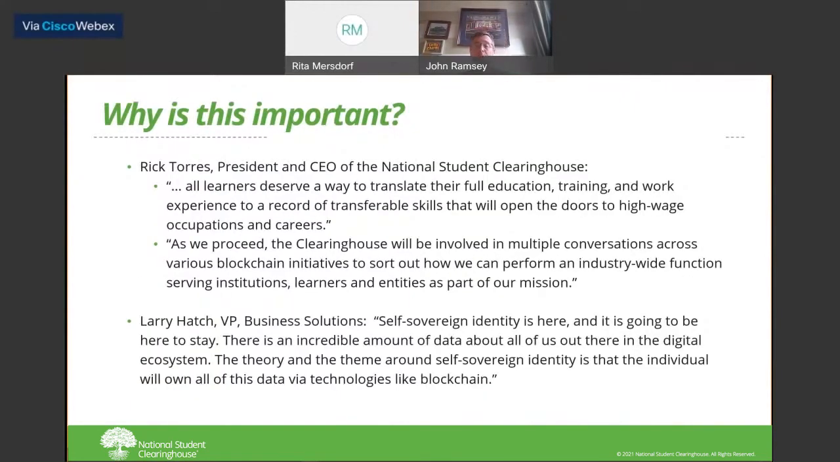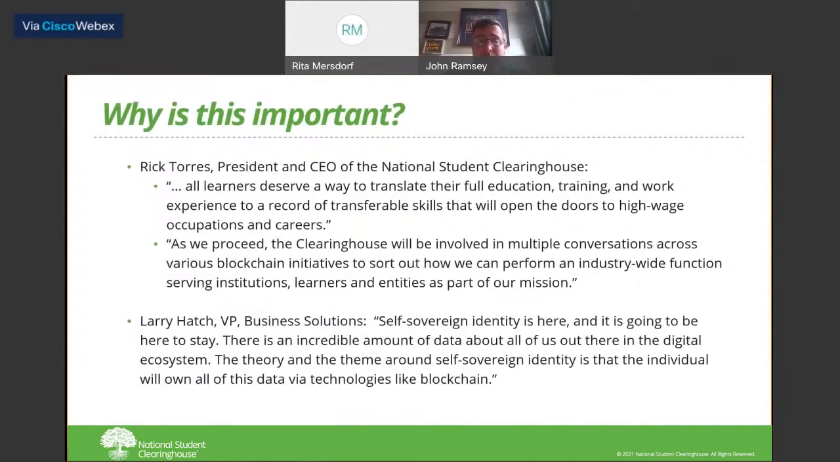So why is this important? I don't think I could state it any better than our CEO, Rick Torres, as well as our VP for Business Solutions, Larry Hatch, indicated here. Rick mentions, all learners deserve a way to translate their full education, training, and work experience to a record of transferable skills that will open the door to high-wage occupations and careers. Technology is upon us. A blockchain is considered what they call a disruptive technology. It's here. It's not going anywhere. And the Clearinghouse wants to make sure that we're helping facilitate the use of that where it makes sense.